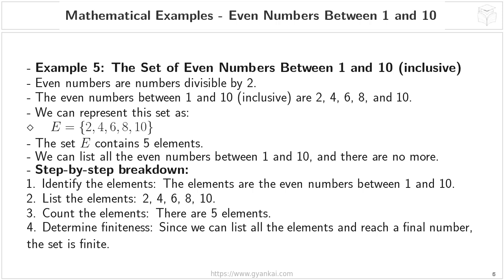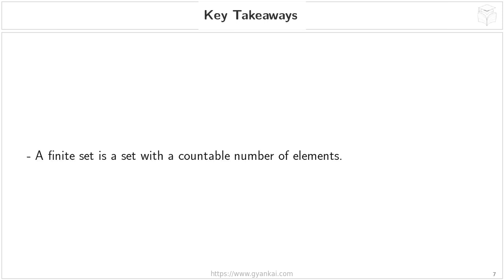Key takeaways. Let's recap what we've learned about finite sets with these key takeaways. First point, a finite set is a set with a countable number of elements. What does countable mean? It simply means you can assign a whole number to each element if you were to list them out. We've seen this in action with all our examples: the students in a classroom, the days of the week, the colors of the rainbow, and even the prime numbers less than 20.